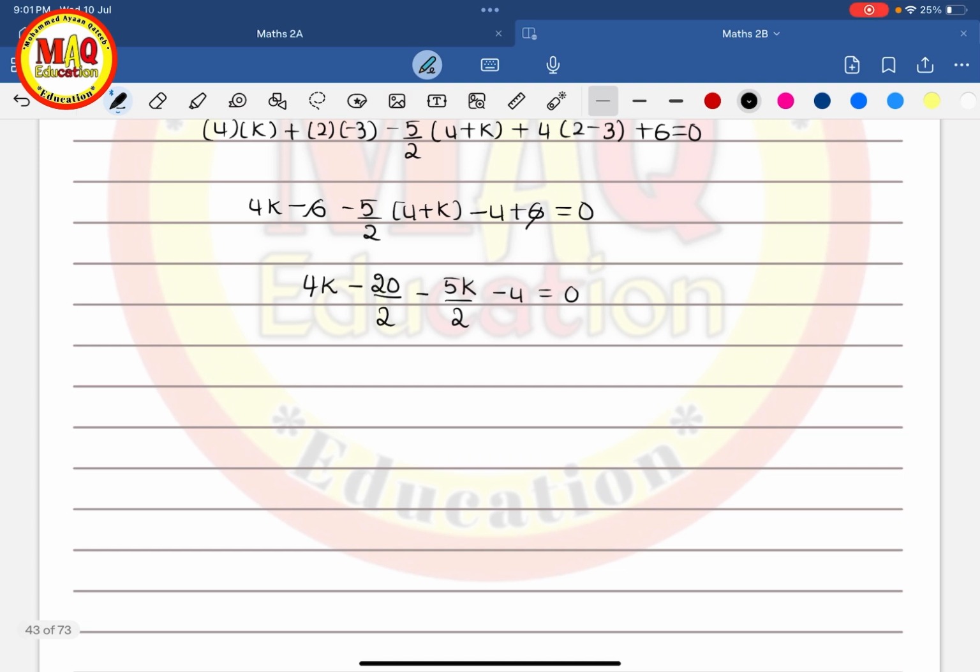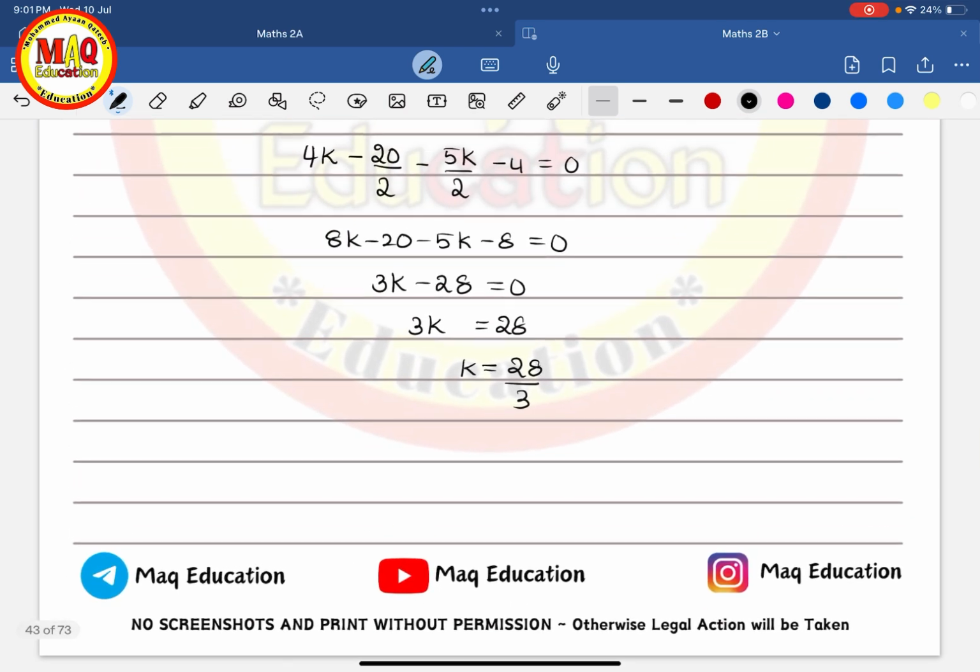If you take LCM, 8k minus 20 minus 5k minus 8 equal to 0. 8k minus 5k is 3k minus 28 equal to 0. 3k value is equal to 28 and k value is equal to 28 by 3. Okay. Therefore, the value of k is equal to 28 by 3.